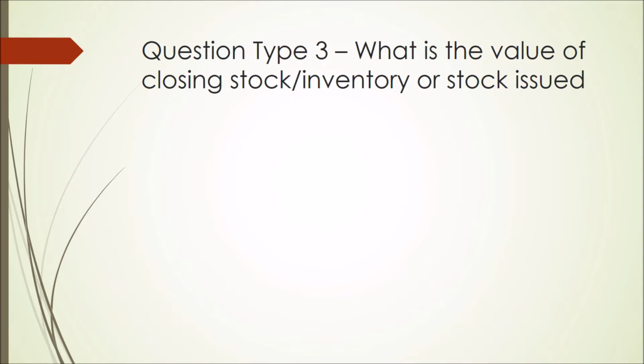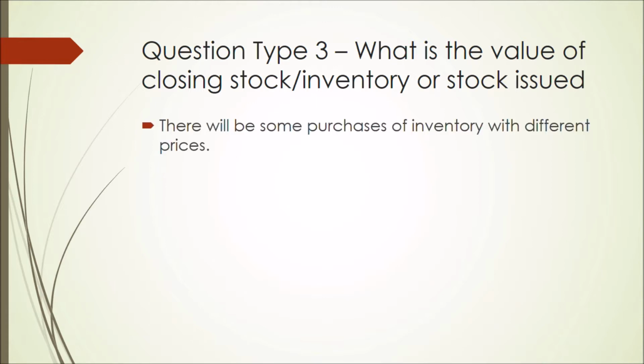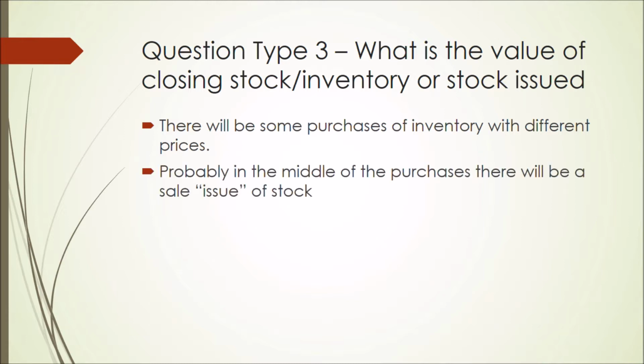Okay, so how do you do this? What's the value of the closing stock, or alternatively of the stock issued, the inventory issued? How do we work that one out? We're going to have some purchases of inventory, at different prices. And probably in the middle of all these purchases in this question, there's going to be an issue of stock. So we're going to go along, and we're going to buy some things in 3 different purchases.